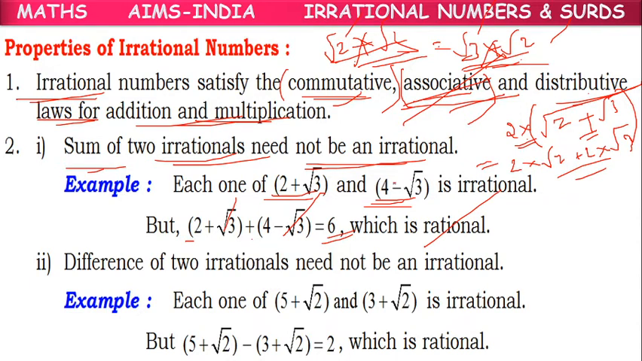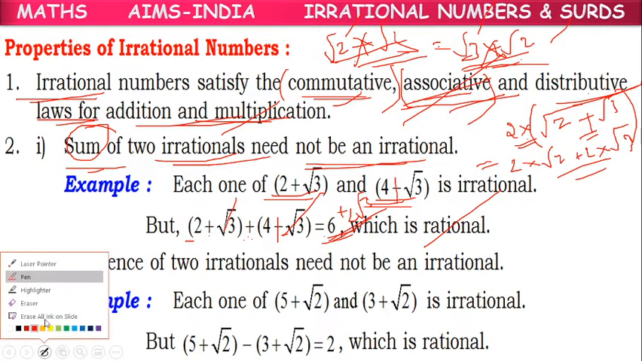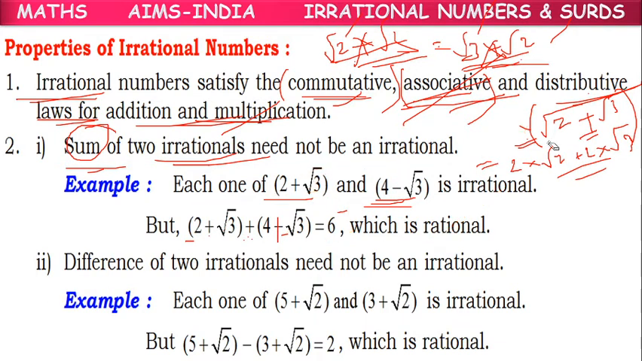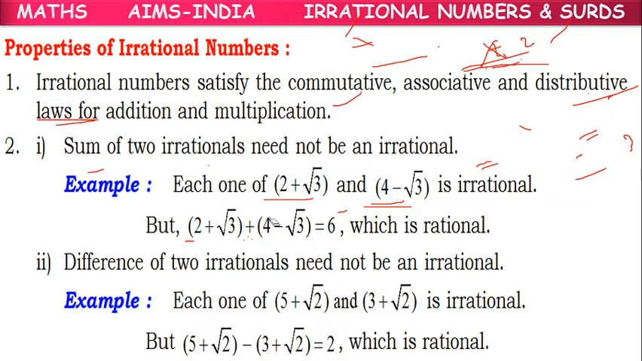Suppose here a plus symbol is there, and here a plus symbol is there. Then 2 plus 4 is 6, and root 3 plus root 3 is 2 root 3 will come, which is an irrational. So if we take the sum of two irrationals, it may be a rational, it may be an irrational. It is not compulsory either way.